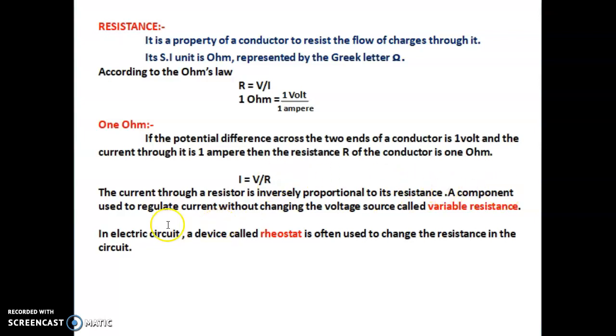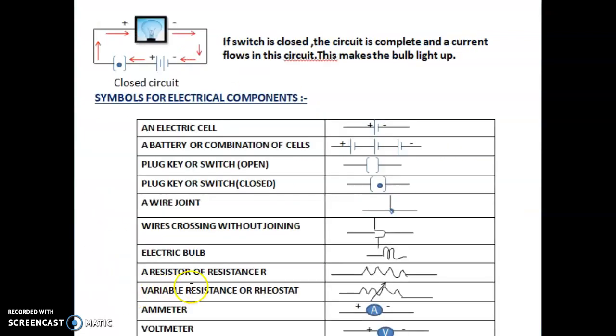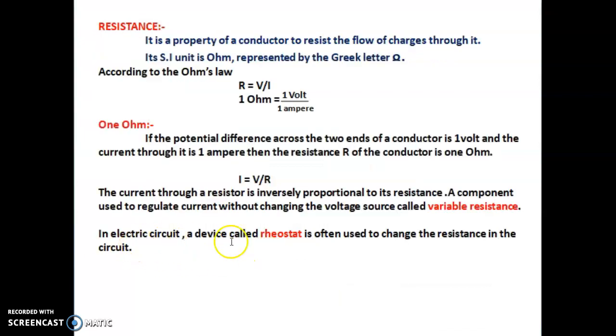A component used to regulate the current without changing the voltage source is called a variable resistance. In the circuit, a device called a rheostat is often used to change the resistance in the circuit. You have seen the symbol of a resistance here, the variable resistance. This is a variable resistance and we call it a rheostat. So this is the device that will often be used to change the resistance in the circuit.